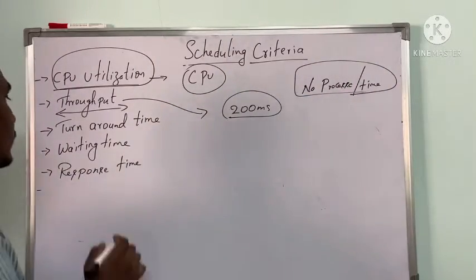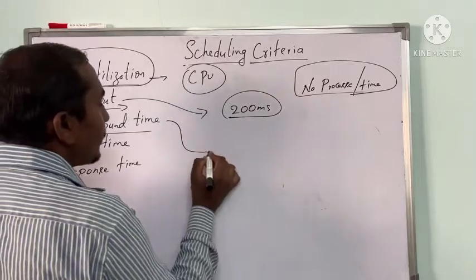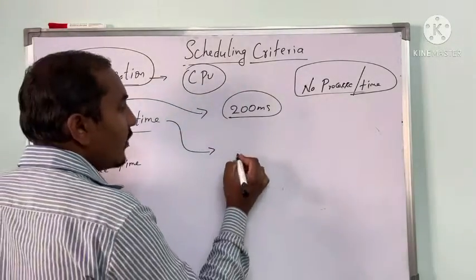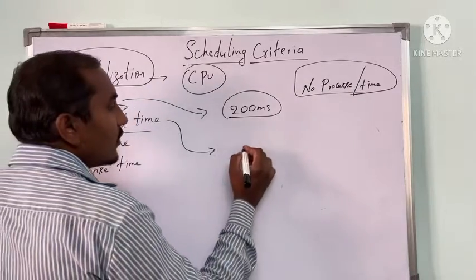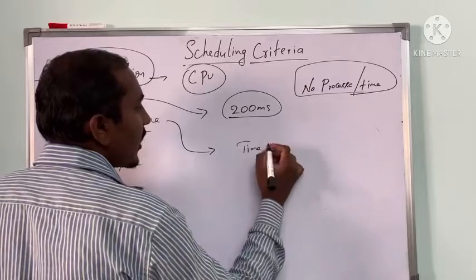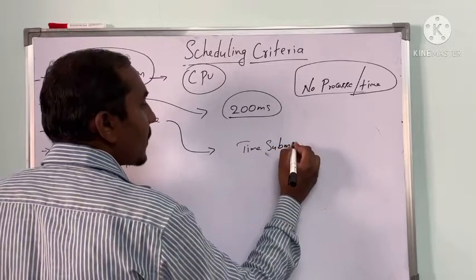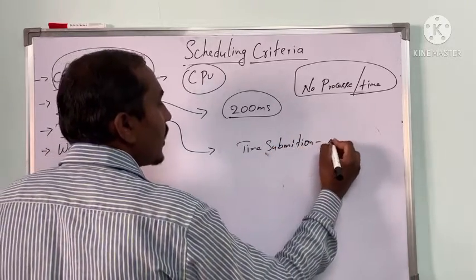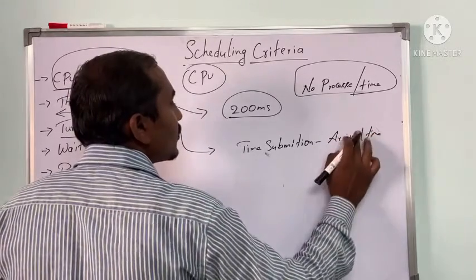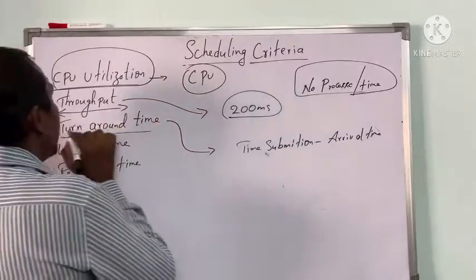Next, what is turnaround time? Turnaround time is the time of completion, or you can also consider it as time of submission, minus arrival time. So this represents turnaround time.